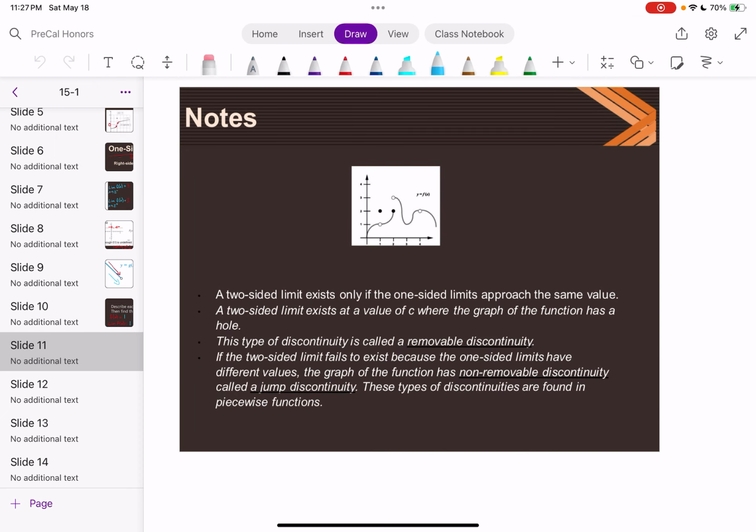Now, in this case for slide 11, we go over a lot of the terminology that is used as well as the vocabulary in understanding the different forms of discontinuity within these graphs. Many of these terms are used from previous chapters that we have gone over. Notice here we go over removable discontinuity, non-removable discontinuity, and jump discontinuity. They also go over many key definitions and understandings that you need to know about two-sided limits.